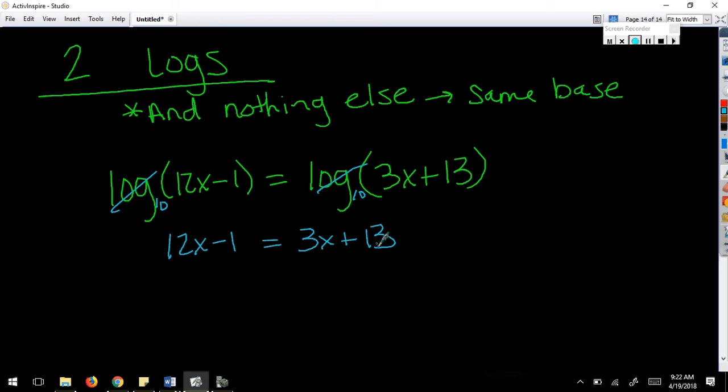The first one is harder than the second. So if the logs are the same, it's almost exactly like the bases being the same for the exponents, we just set those exponents equal. So here we're just going to set that equal and solve, okay? What I do want to talk about is if there's something else in there. I can go ahead, 9x equals 14. That's an easy solve there for you.